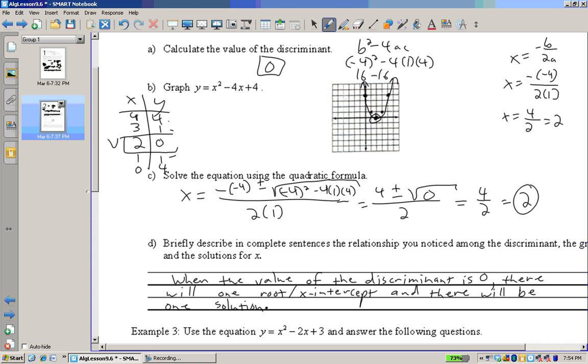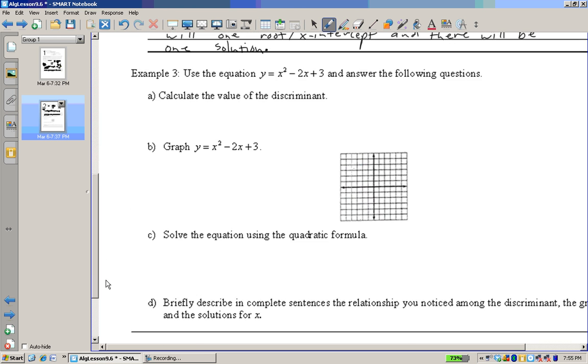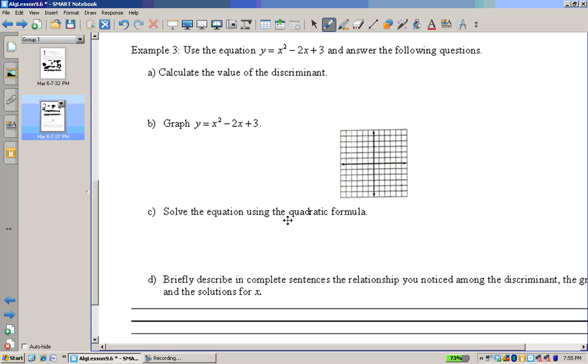And hopefully you realize that there is a very, very deep connection between the algebra, which is the quadratic formula, and the graphic method or tabular method, depending on how you're looking at it. Okay, last but not least, let's look at the discriminant now.